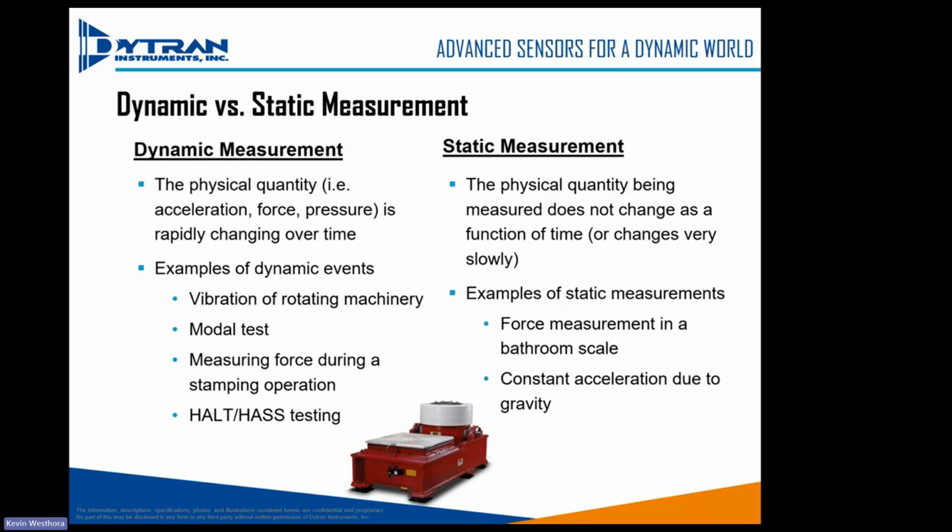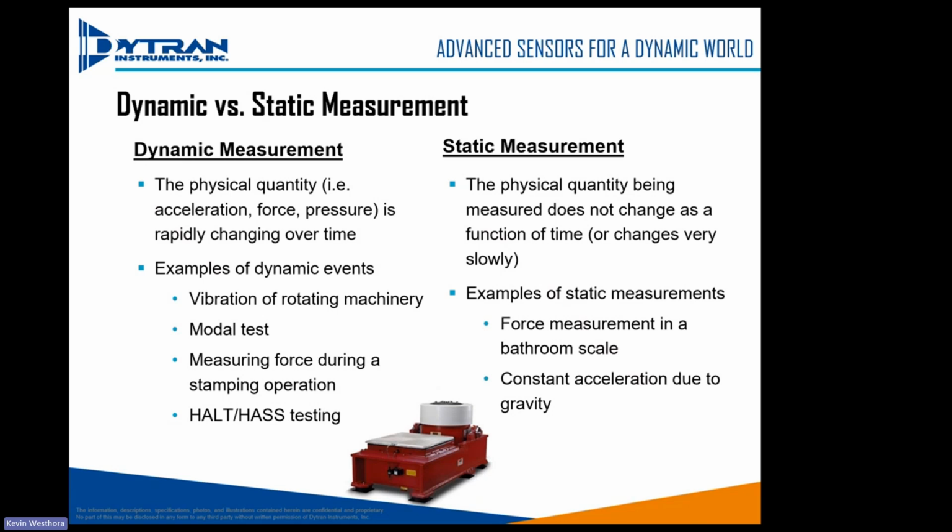Typical examples of a dynamic measurement would be NVH automotive testing, modal testing, electrodynamic shaker testing, things like that, anything that has high frequency. Examples of a static measurement would be like your bathroom scale or acceleration due to gravity, things like that. And as an example, if I had a test that was 100 Gs at 100 Hertz at room temperature and size didn't matter, which of these two sensors would I use? And the answer is either one of those sensors would work perfectly in that application.